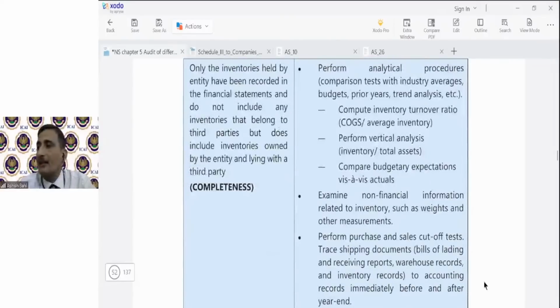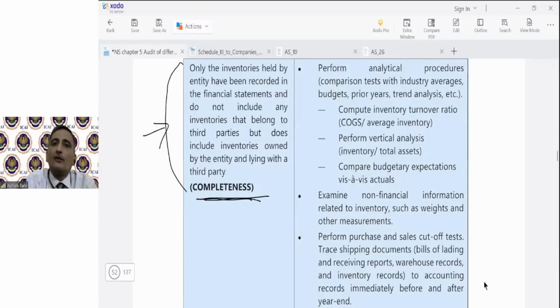And the second assertion is completeness. So again, all inventories which were required to be recorded in financial statements of the company have been recorded. Okay, so this also means that only the inventories held by the entity have been recorded in the financial statements and do not include any inventories that belong to third parties.